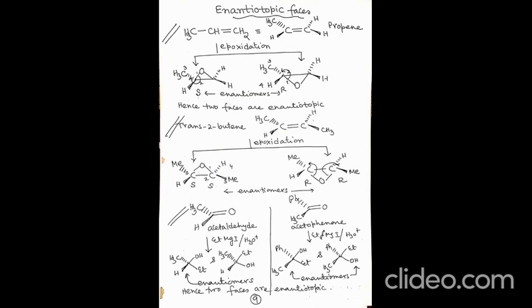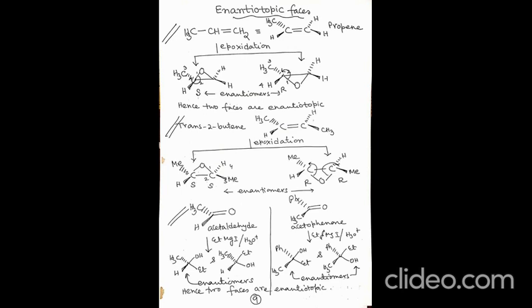The same way, oxygen can come from the top, oxygen can come from the bottom, and after writing these two structures, if we investigate them, it is clear that after epoxidation we are getting one chiral center, and one chiral center is S, another chiral center is R. Therefore these two epoxides are enantiomers. Because we are getting two enantiomers of epoxides, the two faces of propene are enantiotopic.